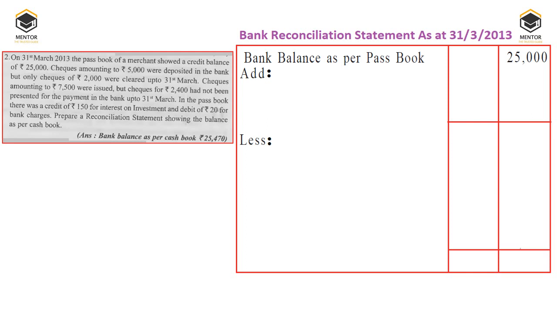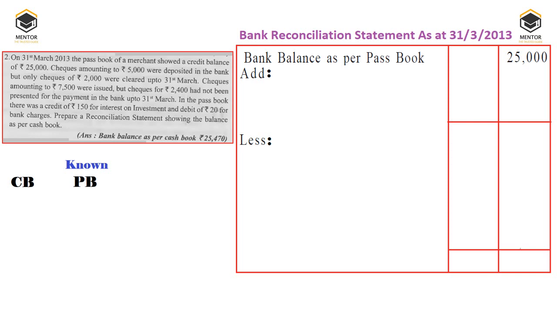Then add items, less items. Then what is happening? Checks amounting to rupees 5,000 were deposited in the bank, but only checks of 2,000 were cleared up to 31st March. When we deposit the checks of 5,000, what will happen? So I have taken the cash book and passbook. What is known? Passbook is known here. Which one do we need to find out? Cash book balance. Please bear in mind.